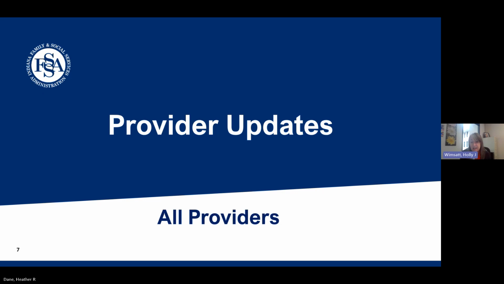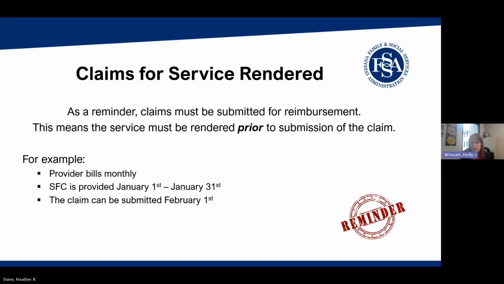All provider updates. As a reminder, claims must be submitted for reimbursement, and the services must be rendered prior to submission of the claim. As an example, if you are a provider that bills on a monthly basis and you're providing structured family caregiving in the month of January, starting January 1st, ending January 31st, your claim can be submitted February 1st, but it could not be submitted in the month of January for January, if you have not provided all of the services. We are seeing that providers are billing on the 1st of the month prior to rendering the service. So I just wanted to put this reminder out there.